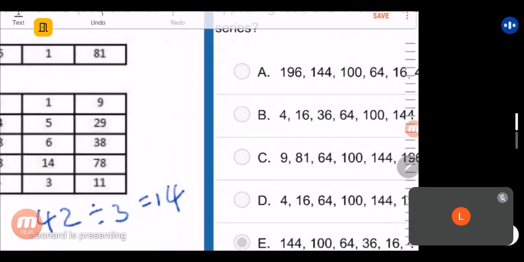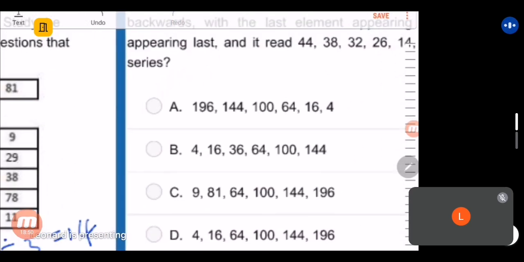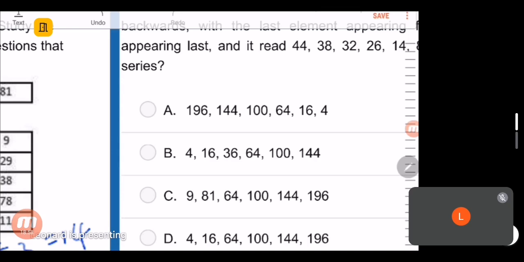196. So the answer must contain 196. Is that not so? You see that they are making it easier for us because the answer must contain 196. So the only one with 196, we take it. So this is the only one with 196.